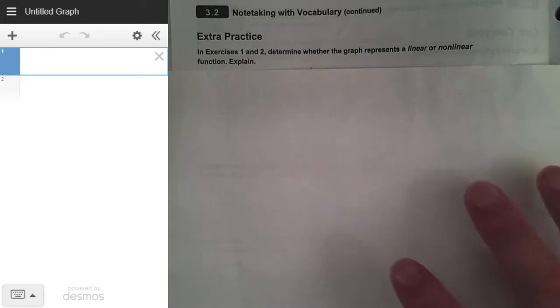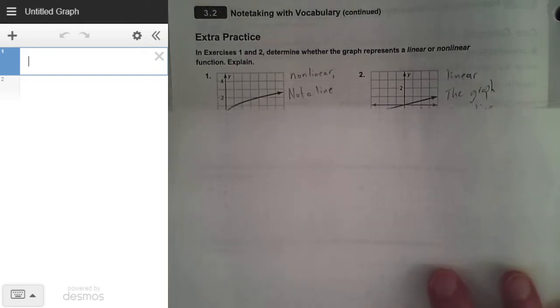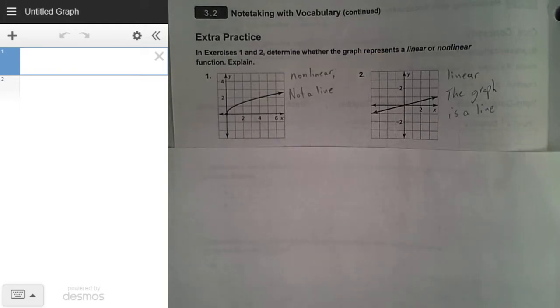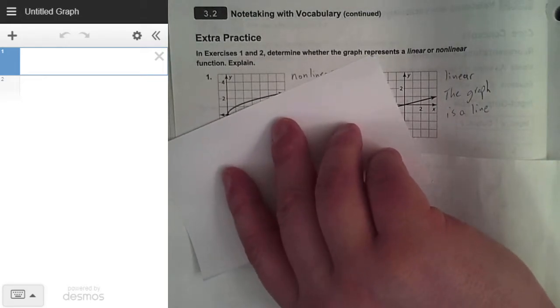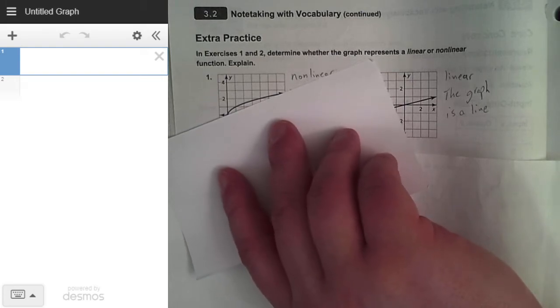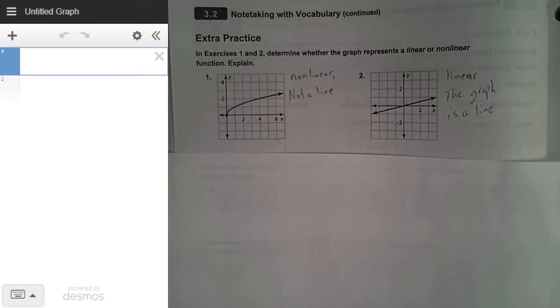So here on these first two problems, we're determining whether the graph represents linear or nonlinear functions. When we look at number one, it's this graph. In the graph, we want a straight line. That means we could put a straight edge up to it and see the line run exactly along the edge. And here we can't see that. This is nonlinear because the graph is not a line.